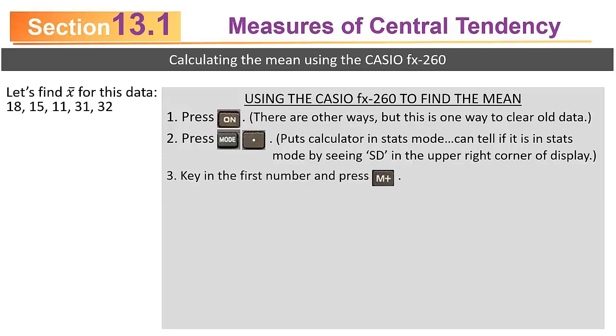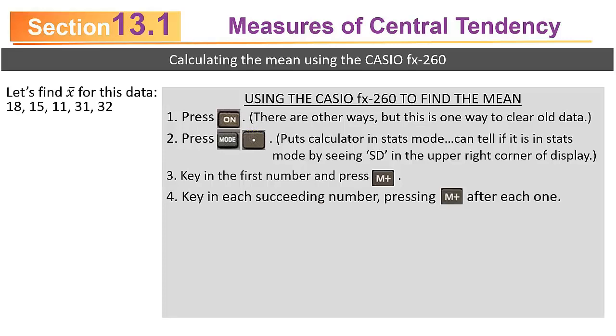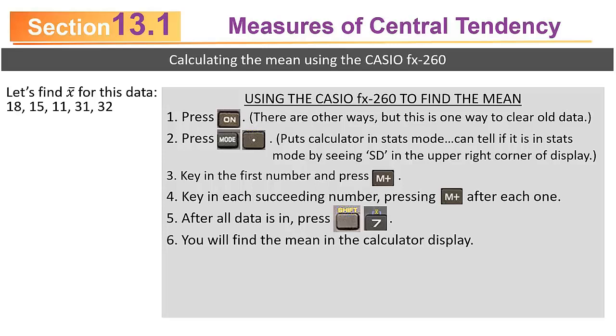Once in stats mode, you key in the first number and press M+. So in this case, 18. Then you press 15 and hit M+, and then you press 11 and hit M+, then 31 M+, then 32 M+. After you've entered all the data, and again, don't forget to press that last M+ after the 32, once all the data is in, press Shift 7. And in the calculator display, you will find the answer.